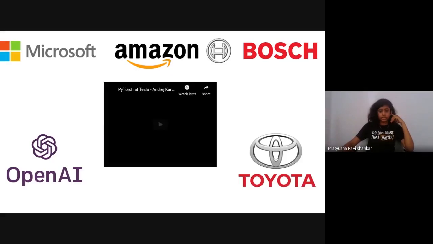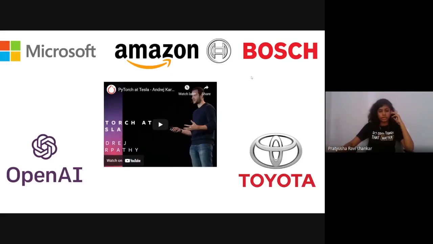So these are a few companies which are using PyTorch as of now. I just showed you the DALI thing, the text to image that is done by the company OpenAI, and they used PyTorch to build that model. Mainly here, Tesla, you can see.